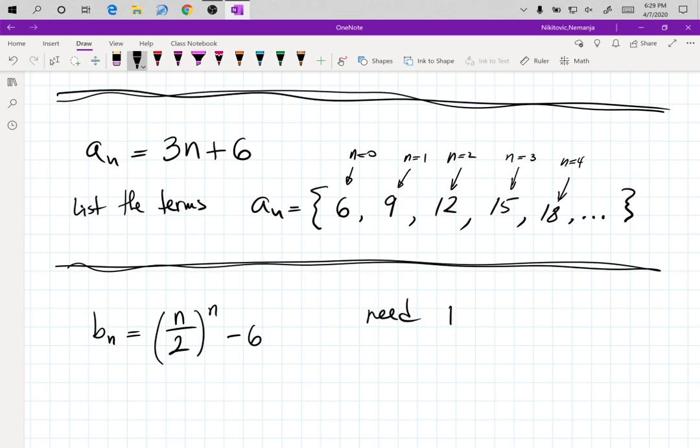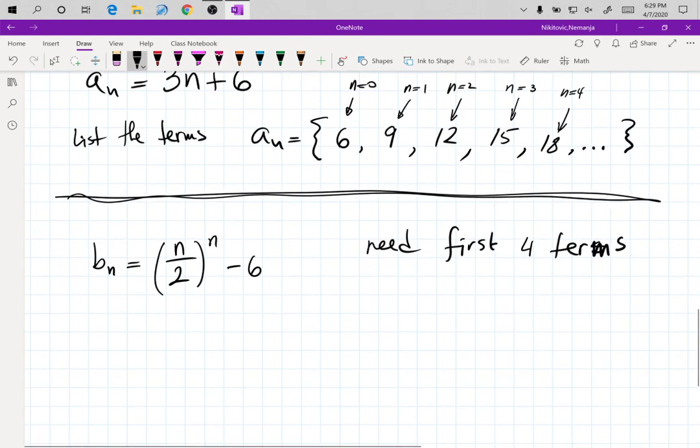We need the first 4 terms. So try this problem. Try to list on your own the first 4 terms.